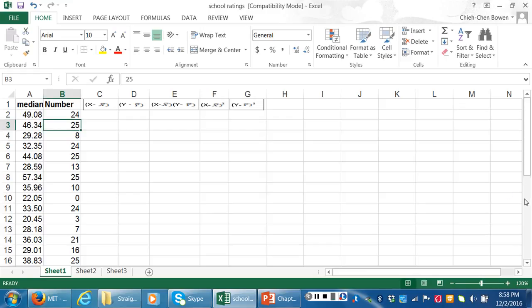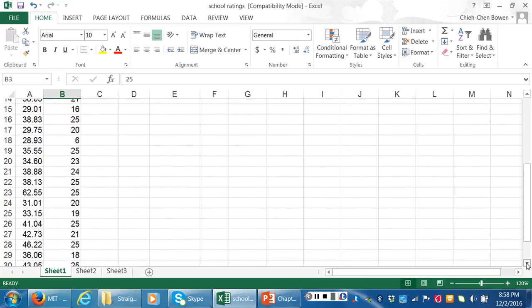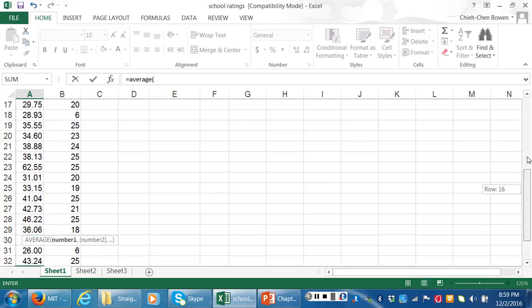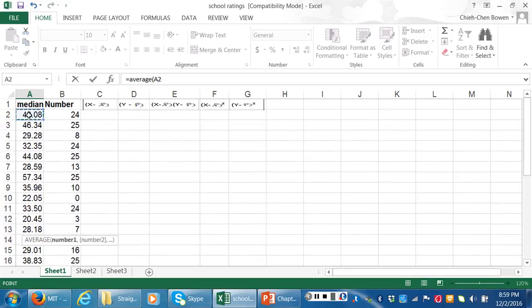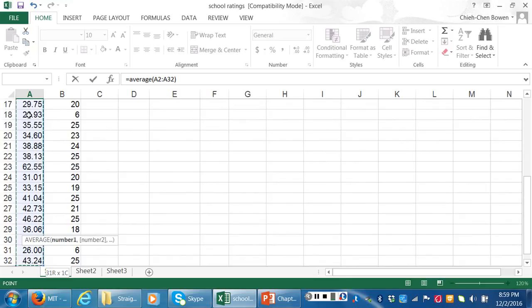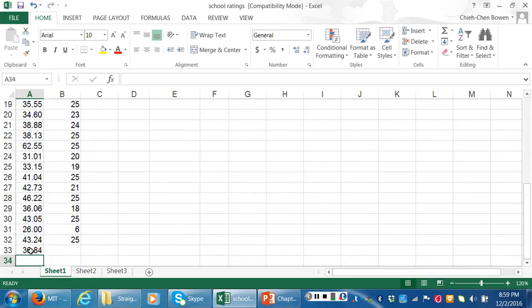As we talked about before in chapter 11, how to calculate the average. So I'm just going to put an equal sign, average, and for x, go back to the top, highlight from the first value all the way to the last value, close the parentheses, and hit enter. 36.84 is the median household income, $36,840. And if we drag this average across here, 18.77 is the average number of criteria met in these 31 school districts.